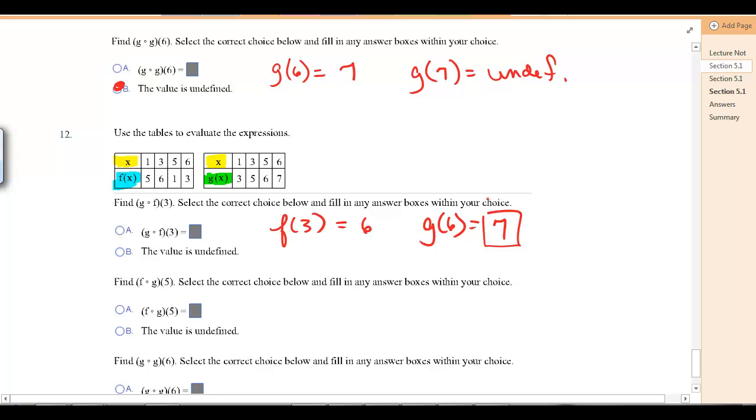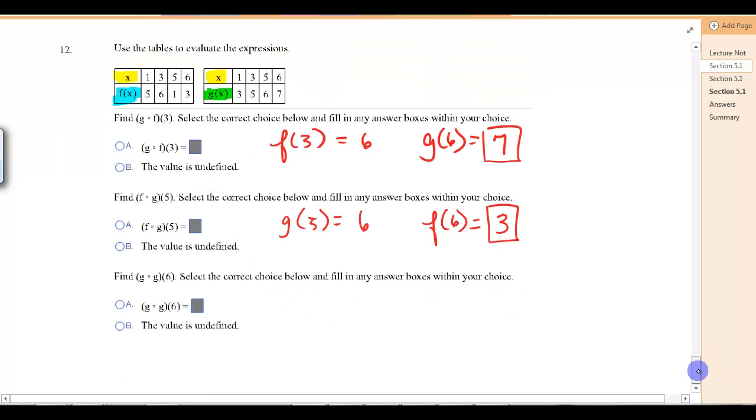This is very much like the other one. All right, f of g of 5. So we're going to start out with g of 5. G of 5 is 6. And then f of 6 is equal to 3.